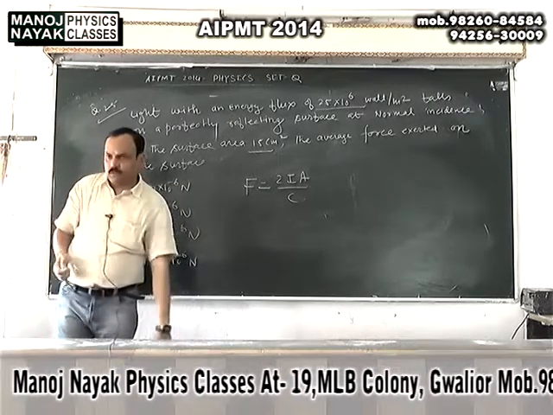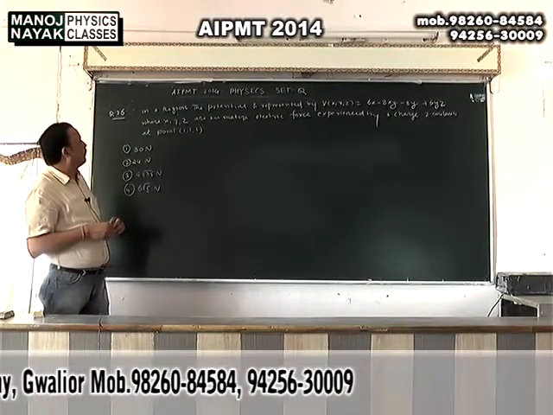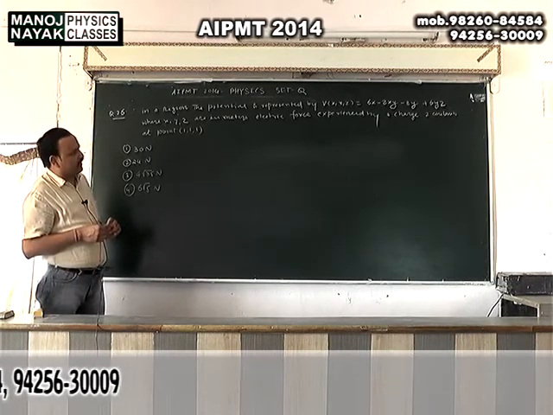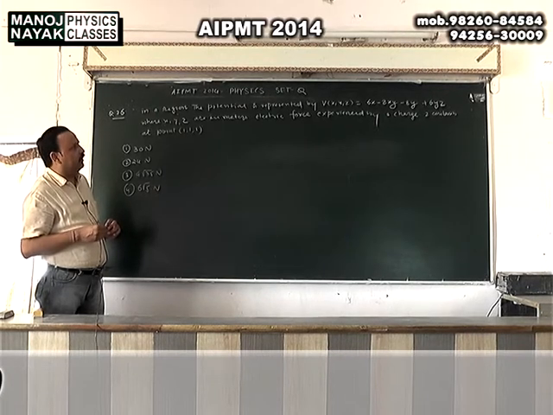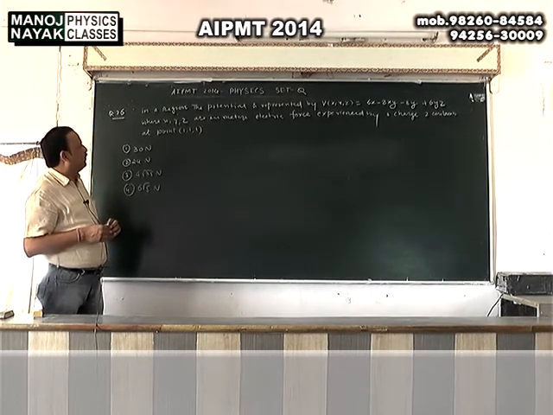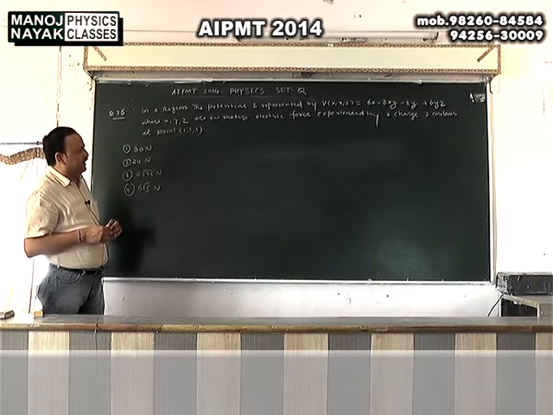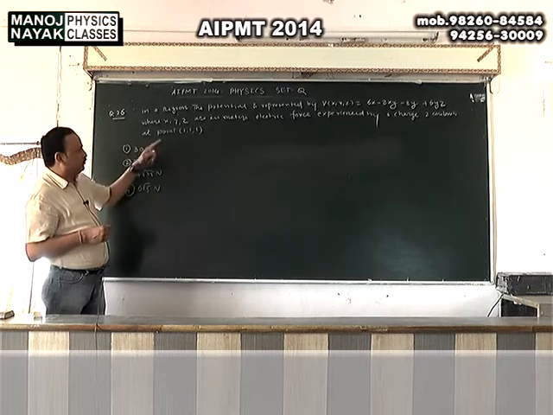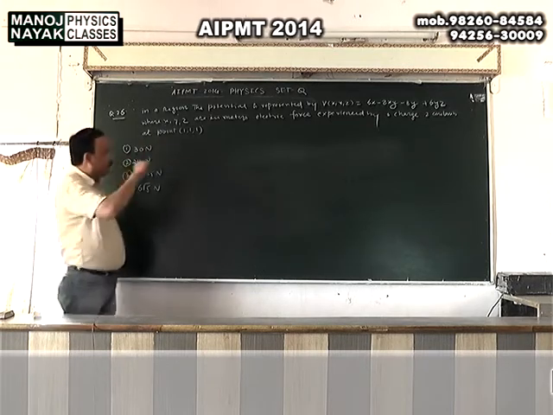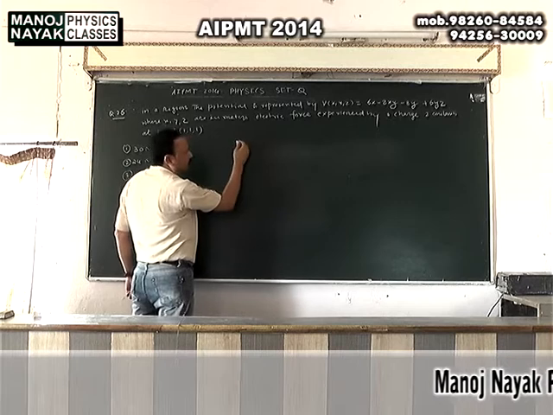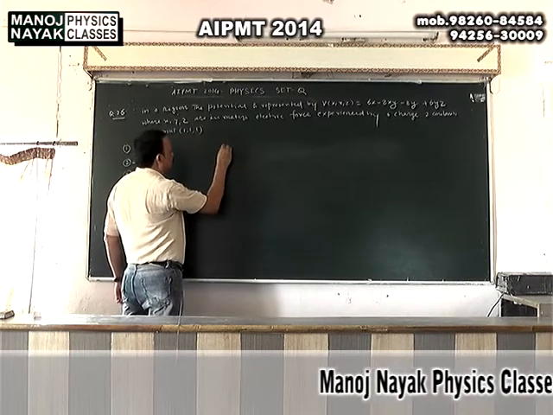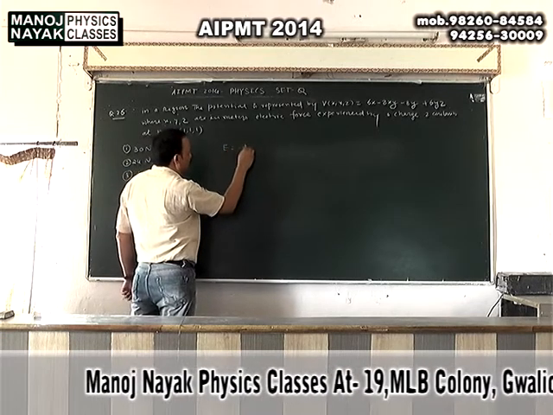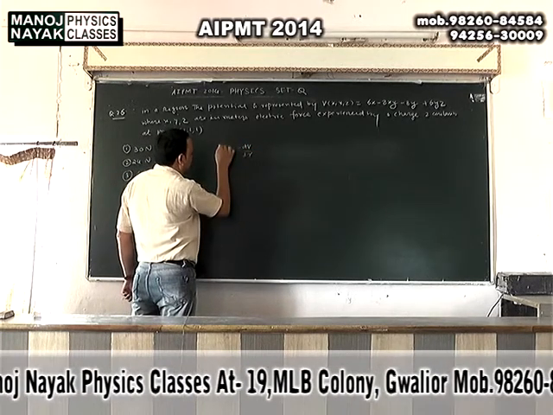Okay, question 26. In a region the potential is represented by V equal to 6x minus 8xy minus 8y plus 6yz, where x, y, z are in meters. Electric force experienced by a charge of 2 coulomb at point (1,1,1). You can get the electric field by this equation, E equal to minus dV over dr.